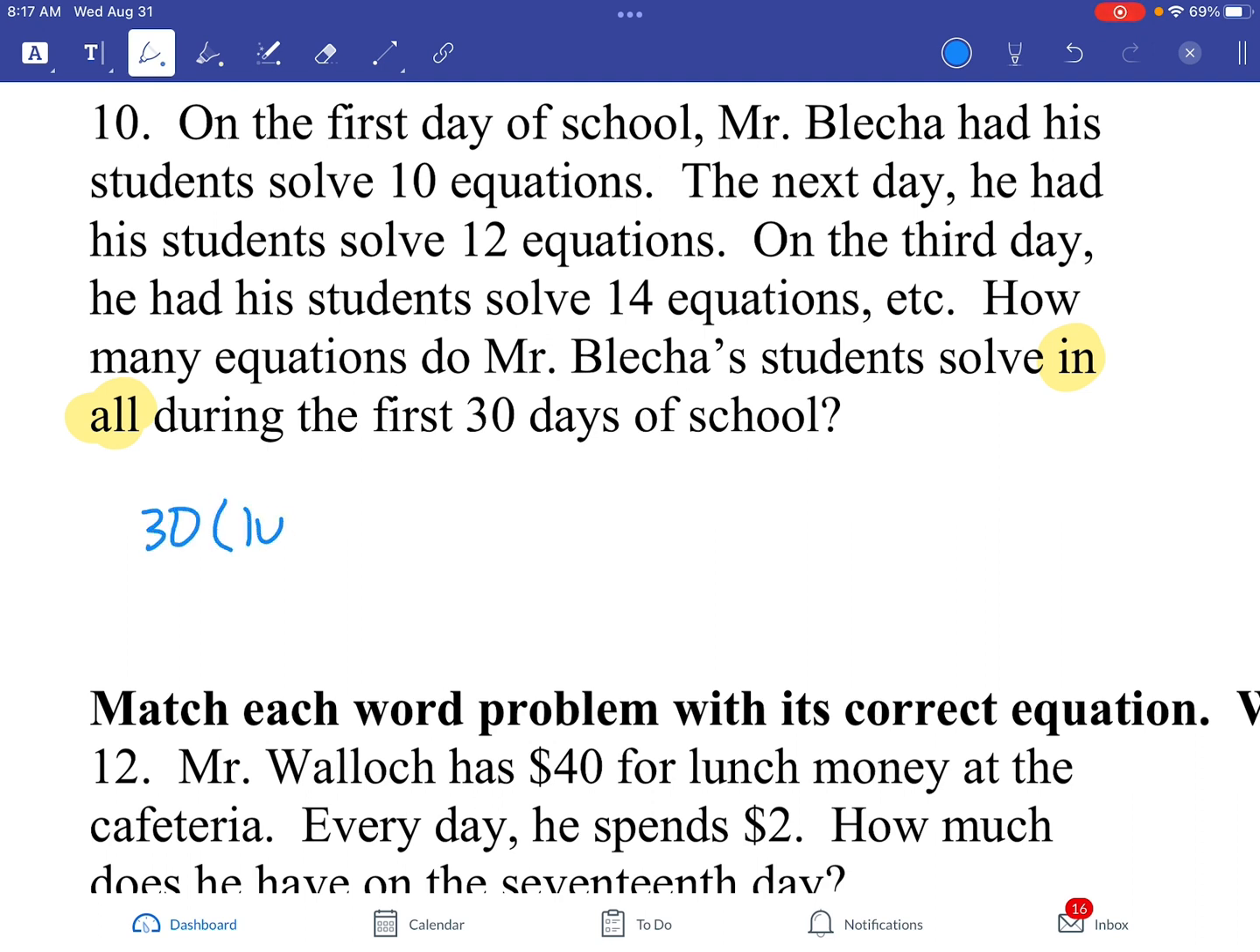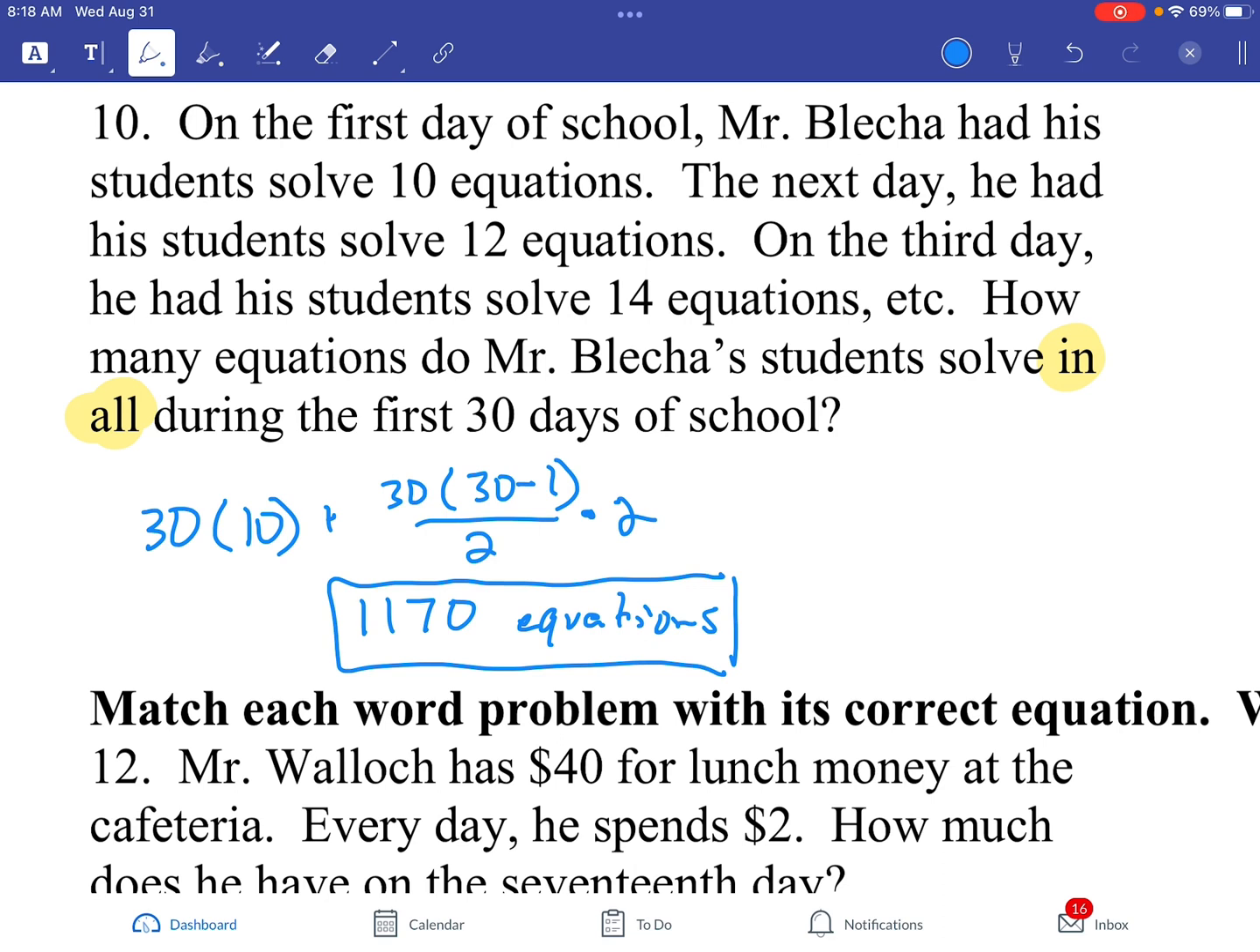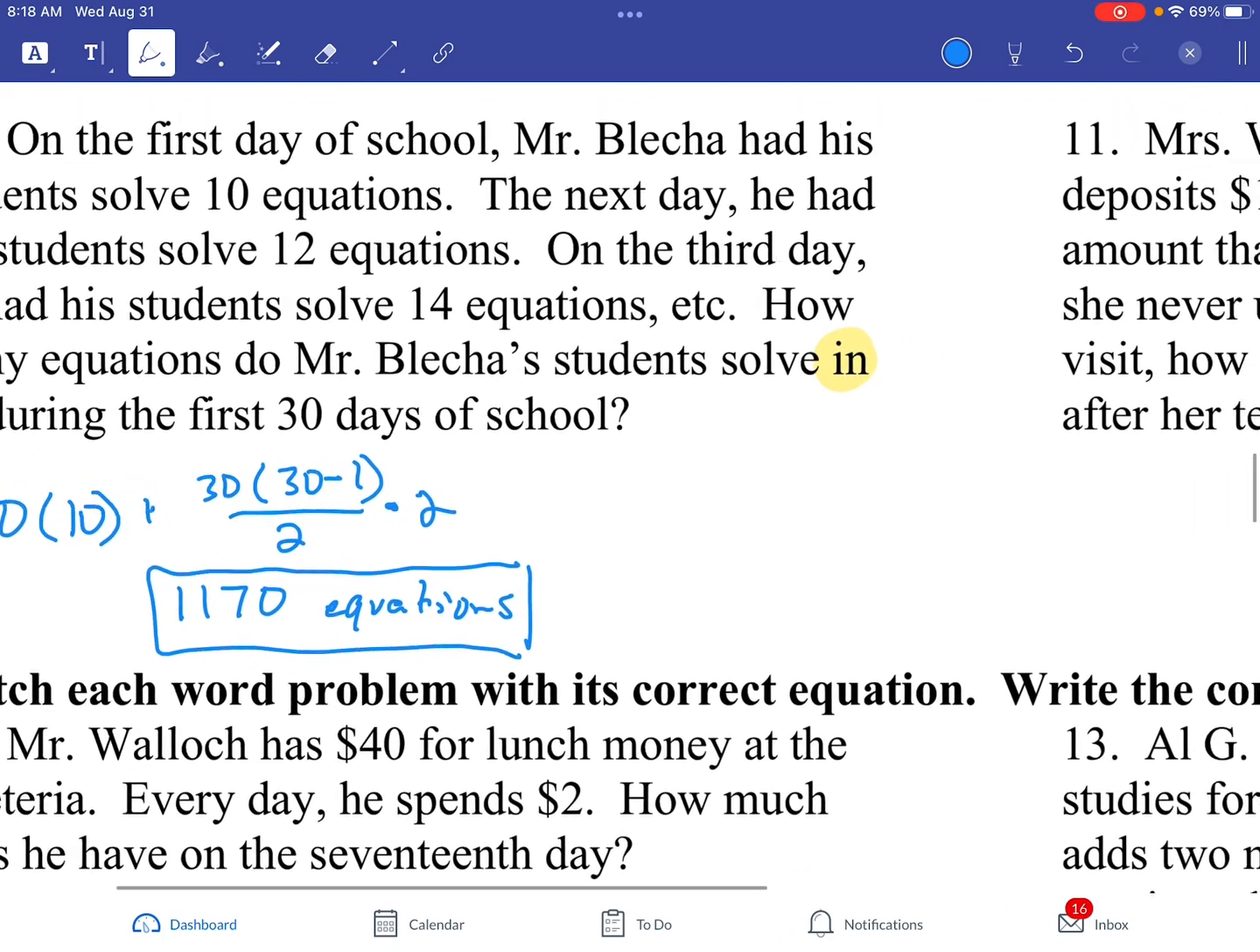Your first term is 10, so we have 30 times 10 plus 30 times 29 divided by 2, times 2. So altogether, in 30 days, they've solved 1,170 equations. And again, it's the in all during the first 30 days. It doesn't say on the 30th day of school how many equations did they solve. That would be the explicit then.